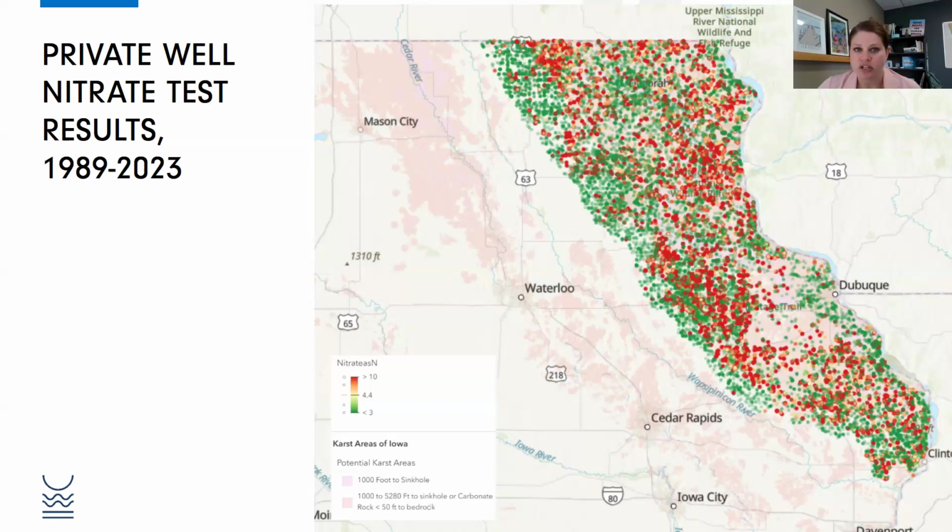Unfortunately, though, a lot of these wells are contaminated with nitrate above the drinking water standard. And so, in those cases, the private well owner has to find a new drinking water source or treat their well in order to provide drinking water through that source. So, this is just a map of those nitrate levels. The red is above the drinking water standard.